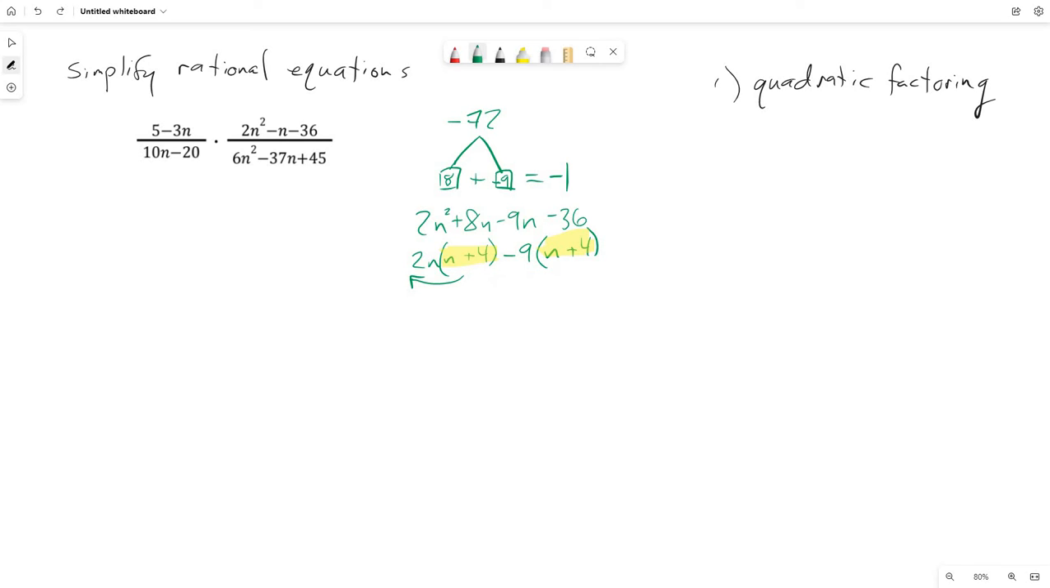Just imagine this is a great big A. Well, they both share A. Both terms here share A. So I could just factor A out. But instead of a big A, I'm just going to go on and factor out these boxes that I made. So now we've got n plus 4. And what I have left is, of course, 2n minus 9. Okay, and that's how we have just now simplified these.